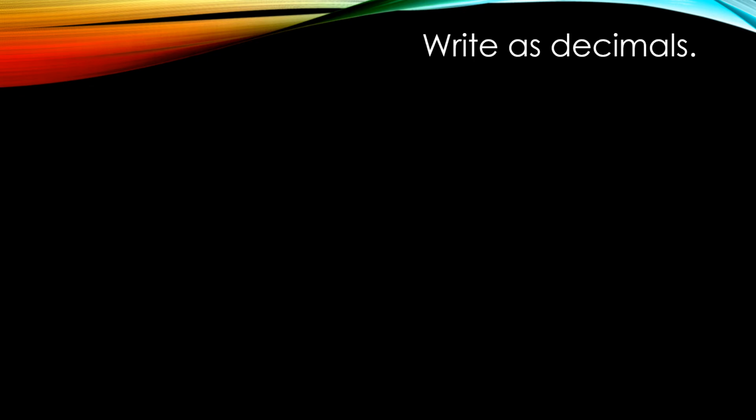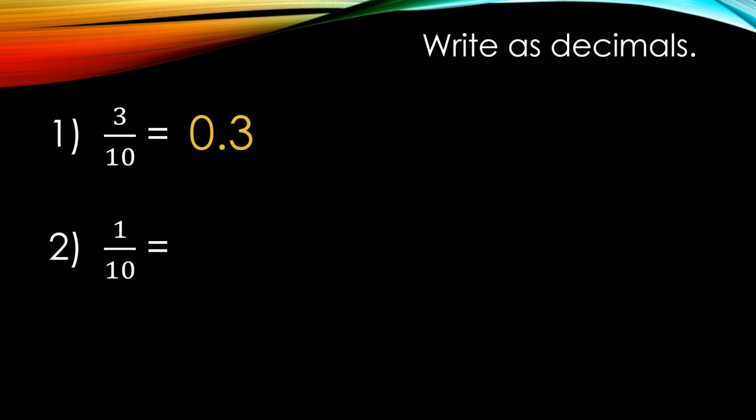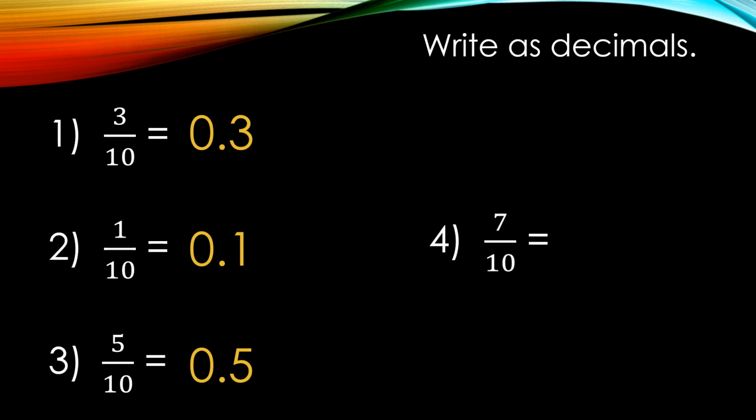Let us solve some exercise. Write as decimals. Question number 1. 3 upon 10. We write it as 0.3. Question number 2. 1 upon 10. We write it as 0.1. Question number 3. 5 upon 10. We write it as 0.5. Question number 4. 7 upon 10. We write it as 0.7. Question number 5. 4 upon 10. We write it as 0.4.